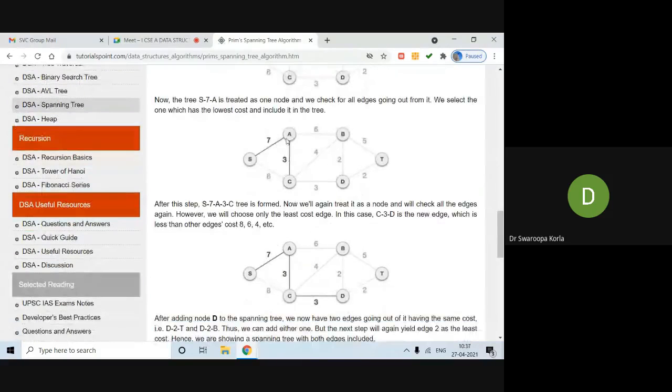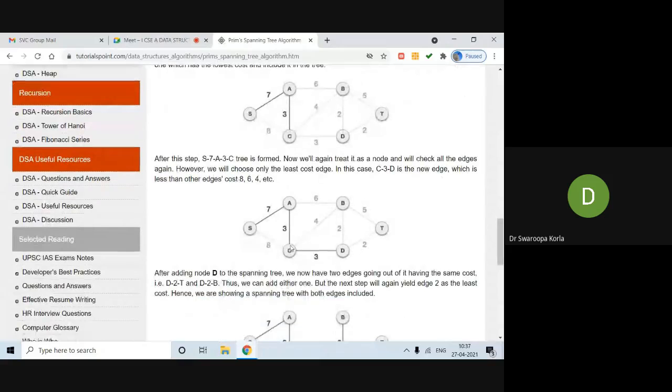So from A to B we have an edge, A to C we have an edge. Now compare the weighted values of A to B and A to C. Which is minimum? A to C, so it is the value 3. So now our constructed graph is S to A to C.